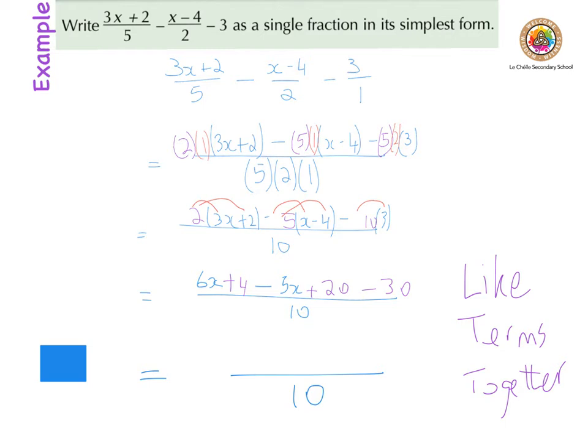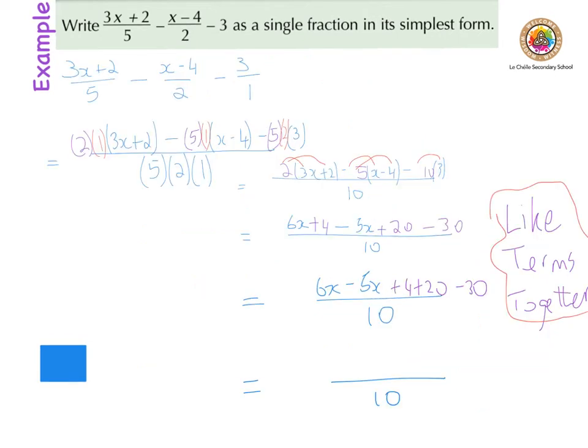So as our basic rule for algebra says, like terms together. So I'm just going to rewrite my top part of my fraction here by putting my x terms together. So I have 6x minus 5x, and then my number terms together, plus 4 plus 20 minus 30. And then the last bit then is just to finally tidy it up.